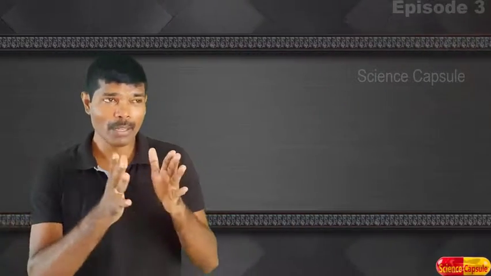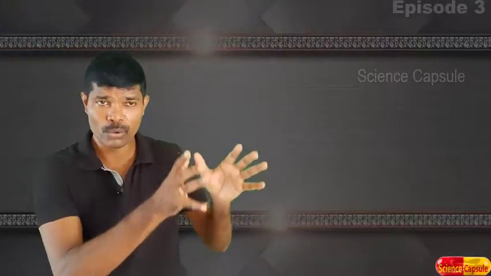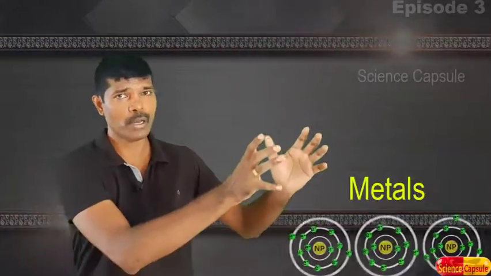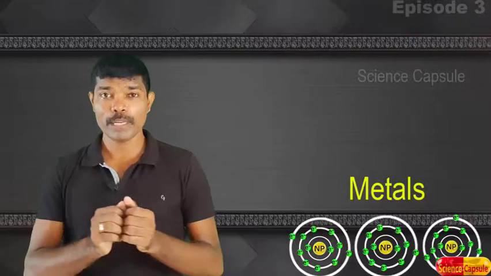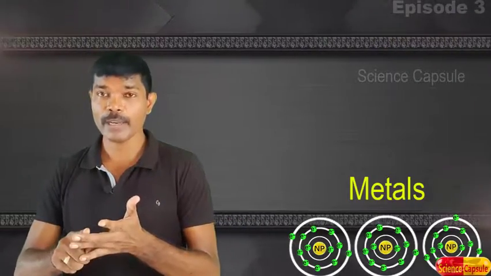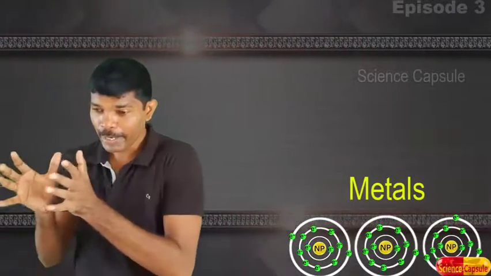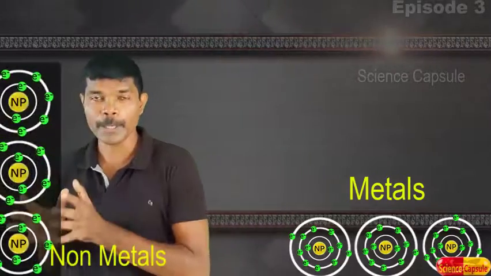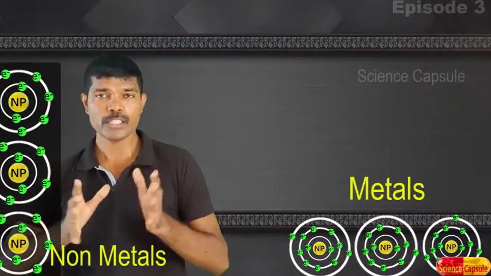So you have to understand this concept: all the metals will have 1, 2 or 3 electrons in their outermost shell and can be put on this side. All the non-metals will have 5, 6 or 7 electrons in their outermost shell. We can put all these non-metals over here and connect them to the stable configuration.